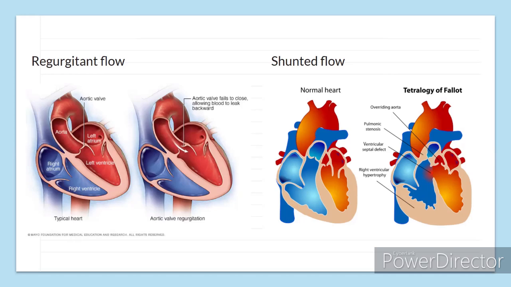Fourth, we have shunted flow. This is where there are abnormal blood flow paths between the chambers of the heart where they're not supposed to be. An example of this is if abnormal blood flow causes oxygen poor and oxygen rich blood to mix together. We'll talk more about this when we get into the specific diseases. So this picture is showing a normal heart, and then it's showing a specific type of shunted flow called tetralogy of Fallot. And we're going to talk about this more later.